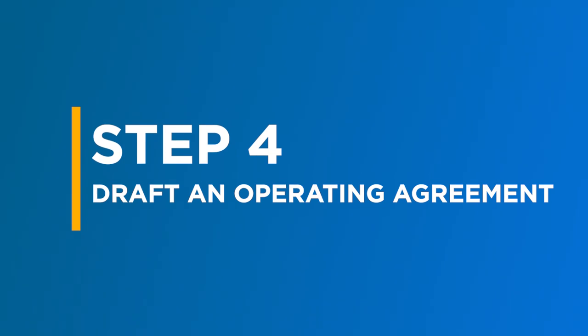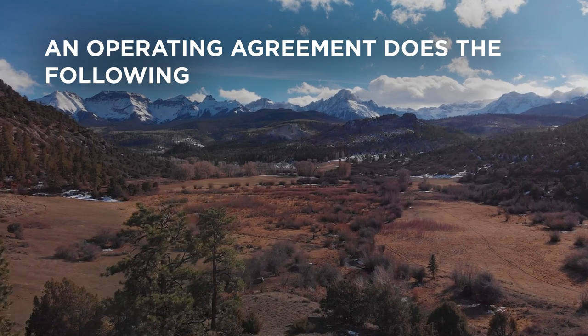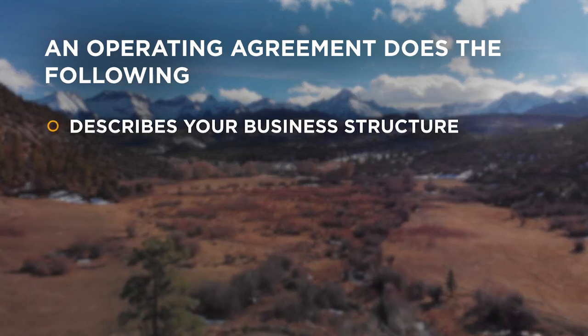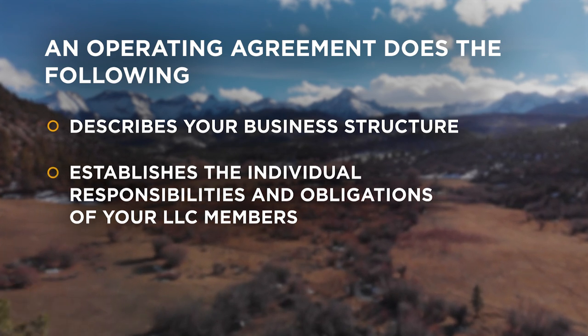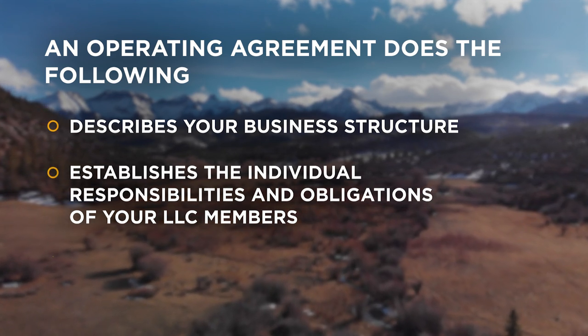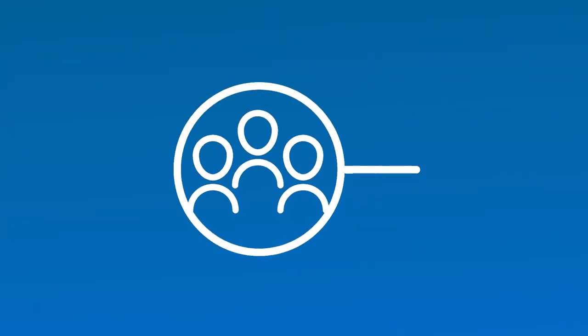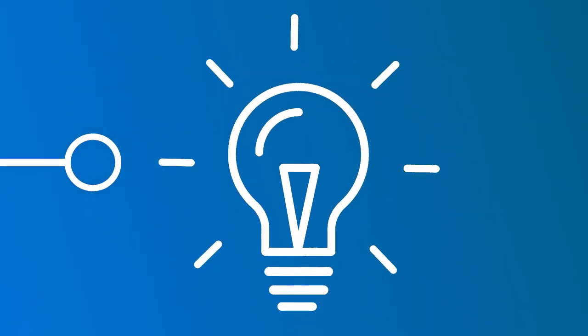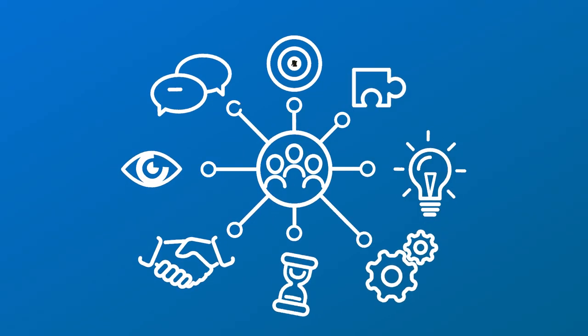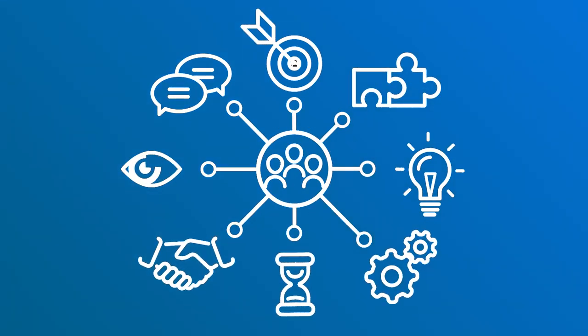Step 4. Next is to create an operating agreement. An operating agreement will describe your business structure, establish the individual responsibilities and obligations of the LLC members, and detail how your LLC will be run. Although Colorado doesn't require one, an operating agreement clarifies the specific duties of its members, which may help your LLC avoid significant legal and operational difficulties.